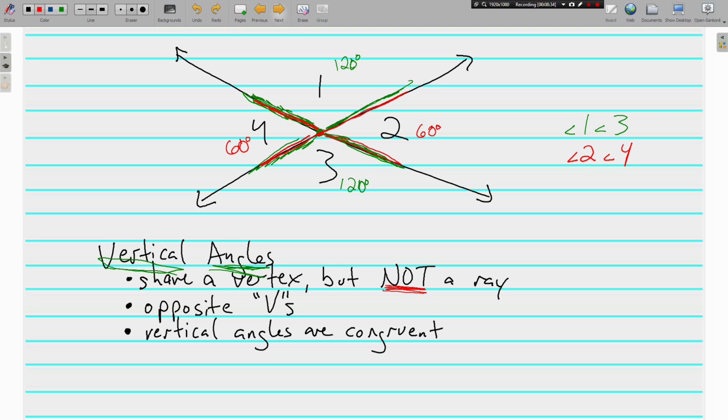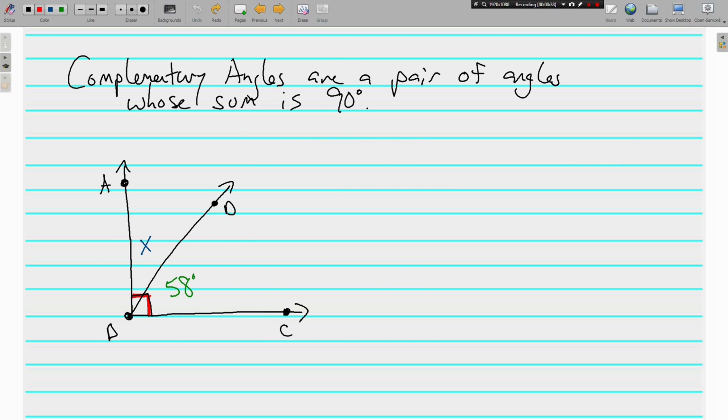Two more angle types that might be new to you. The first one is called complementary. Complementary angles are a pair of angles whose sum is 90 degrees.